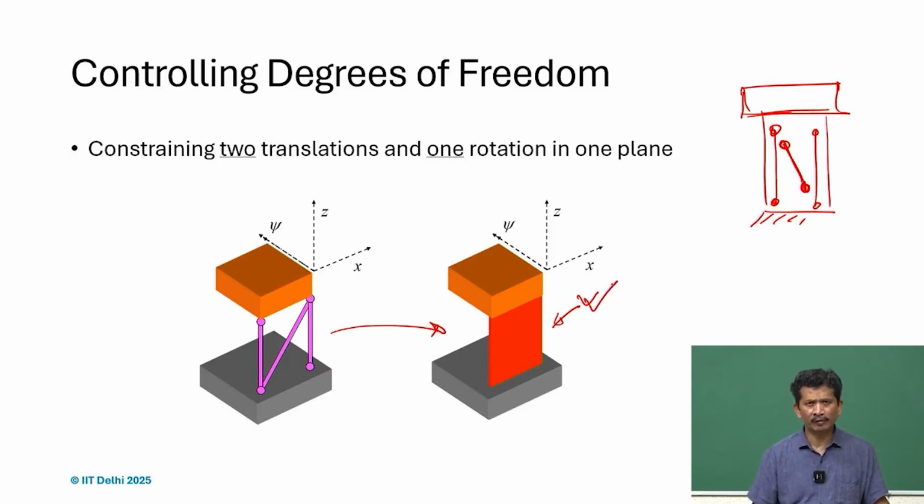a very simple way is to use a sheet flexure or leaf spring, thin sheet metal, and if we can clamp it, what we realize is that we can get x and z translation and also constrain the rotation along the xz plane, which is psi here. So, it provides a very good planar constraint.